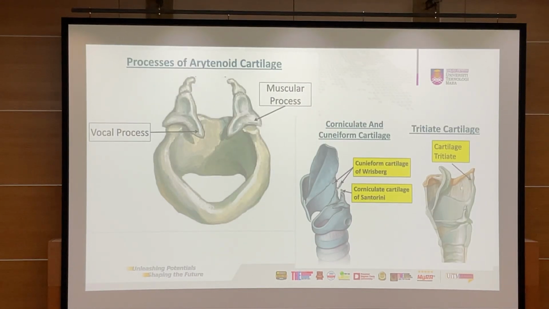Just above the arytenoid, we have the corniculate cartilage. These are paired, sit on top of, and move together with the arytenoids. They are covered by the soft tissue of the aryepiglottic fold. Another one is the cuneiform, which is a very small fibroelastic cartilage that sits lateral to each arytenoid, completely embedded within the fold. The function of these small cartilages is basically to provide additional structural support to the aryepiglottic fold.